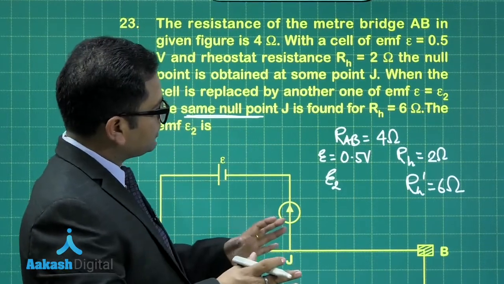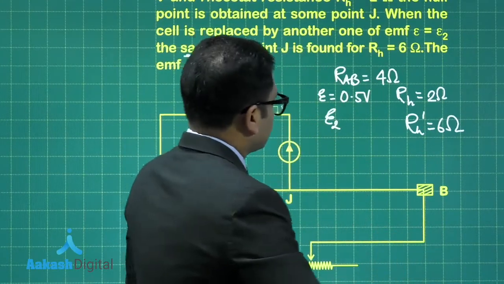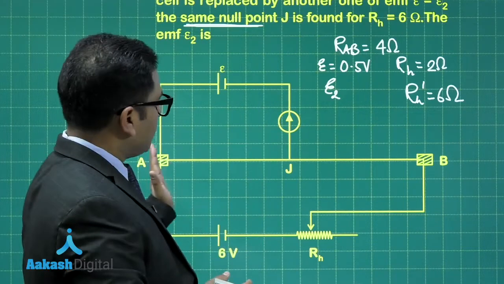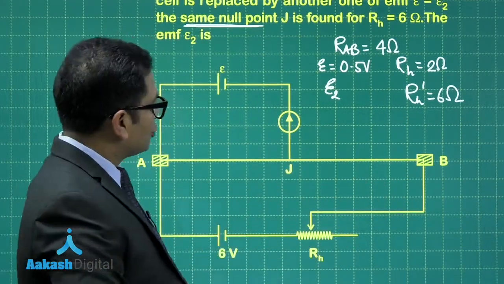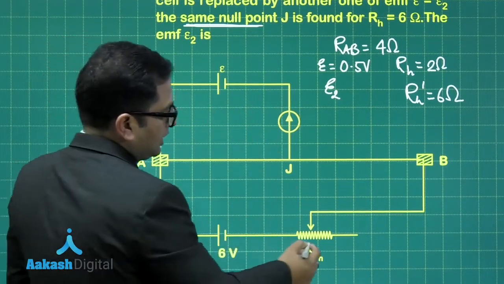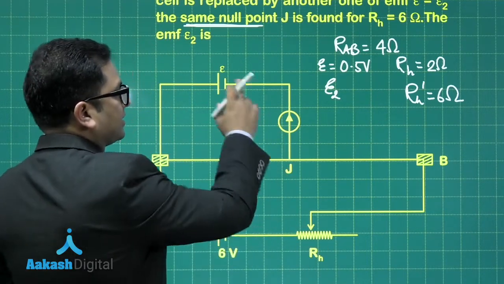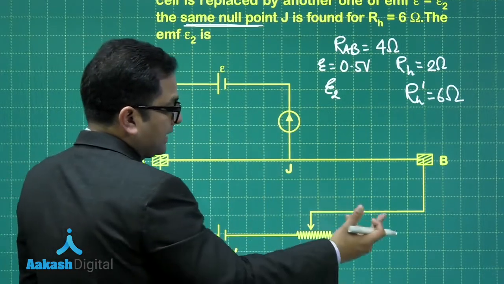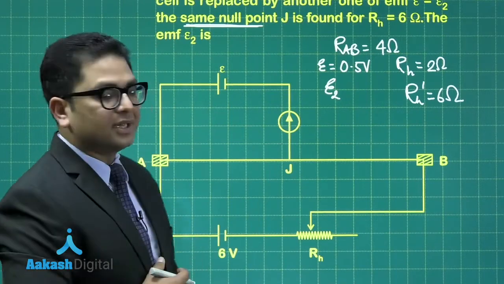So the idea is, let's try to see the figure, then I'll help you conclude. So here is the situation. You see that RAB is 4 ohm, and as I've already said, the resistance per unit length is 4 ohm per meter as well. When this is 0.5 volt, the resistance is 2 ohm, there is a certain balance length. And when this changes to E2, the same balance length would be obtained when the new rheostat value comes out to be 6 ohm.